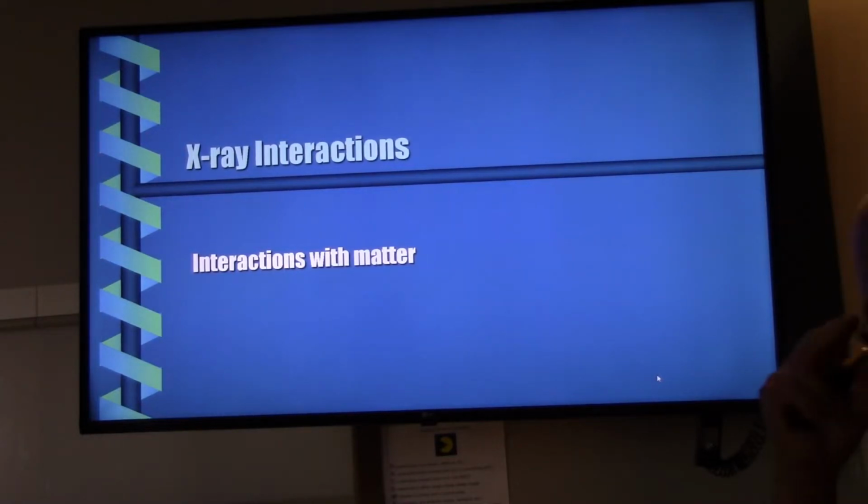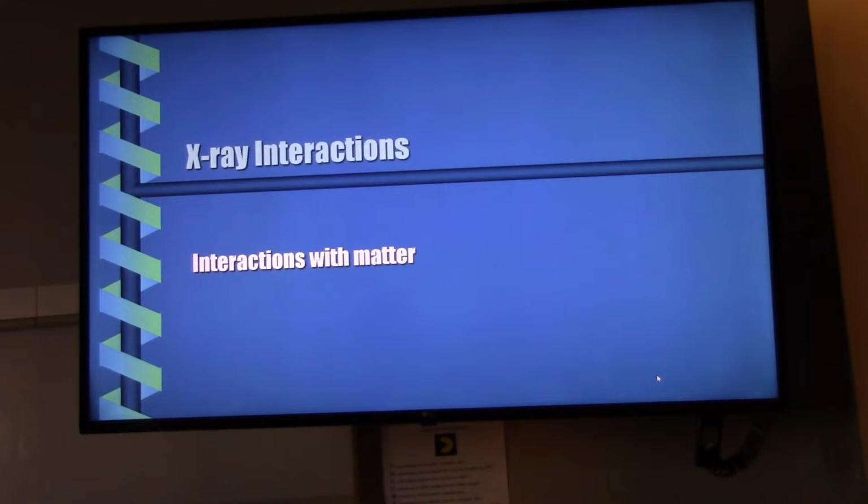Okay, so today what I've got for you is something a little bit different. I was looking in several different radiography textbooks, and they don't make this stuff 100% clear. So I thought I would go over this briefly, and hopefully this is going to help some of you that are having issues with the way X-ray interactions work.